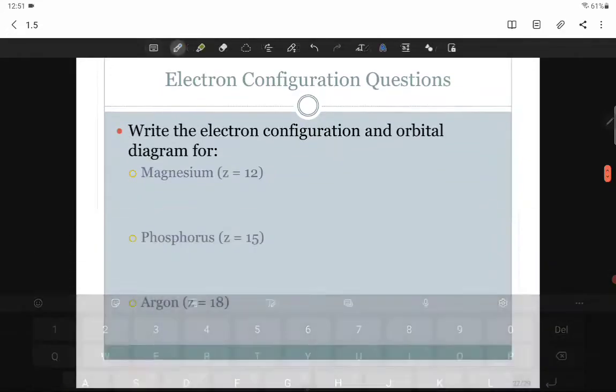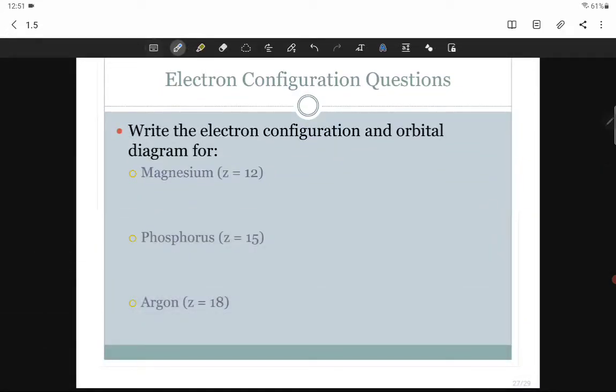Okay, so I think this is our last thing we're going to do, is write electron configurations. Magnesium. And by the way, if we do one of these, this really kind of translates to all these. Maybe we'll do argon. Z, by the way, is the charge of the nucleus, meaning that it's the protons. Why is that important? Because whatever protons you have, that's how many electrons. So protons equal 18. That means electrons equal 18.